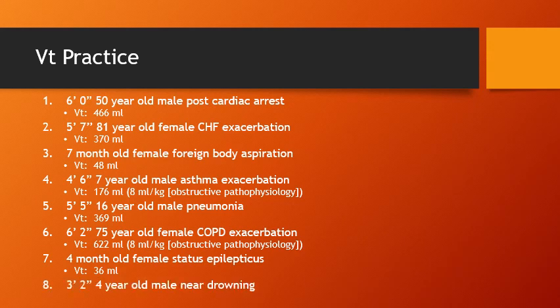And lastly, we have our patient number 8, our 4-year-old male near drowning patient. So pause the video and calculate his initial tidal volume. And you should have gotten a tidal volume of 96 milliliters for this patient by multiplying, again, his ideal body weight by 6 milliliters per kilogram.